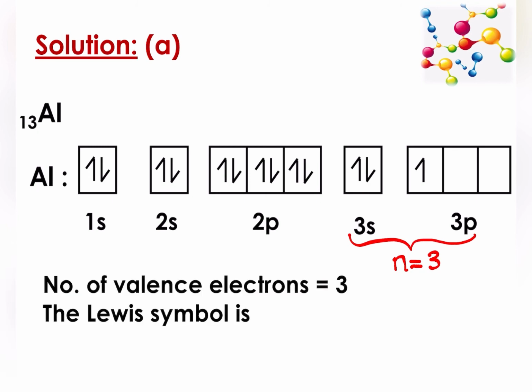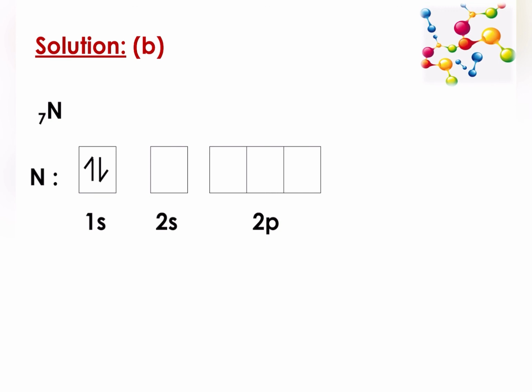So it means that in n equals 3, we have 3 valence electrons. And the Lewis dot symbol is going to be first the symbol for aluminium, Al. And then how many dots you will have around it will depend on the number of valence electrons. So it's going to be 3 dots. So I put 1, 2, and 3. So just like that.